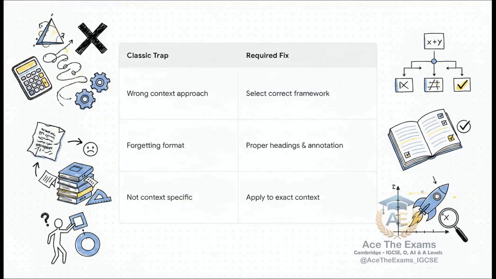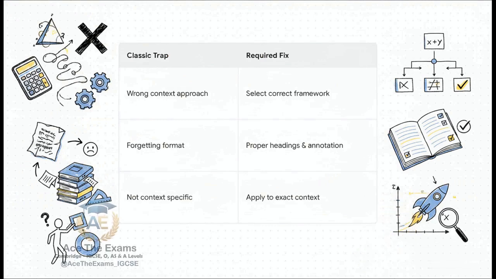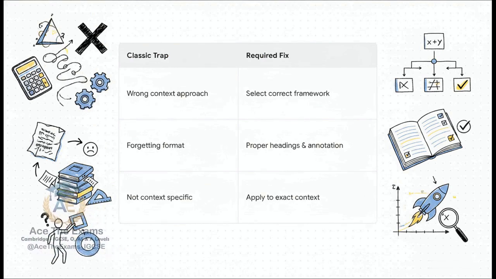Okay, we need to deconstruct these 3 massive traps because this is where dreams of an A-star go to die. The first classic pitfall is using the wrong approach for the context. You might have world-class algebra skills, but if you're brute forcing a geometry problem instead of using the right coordinate framework, you are going to run out of time or just get totally lost. The fix: identify and select the correct analytical framework right out of the gate.